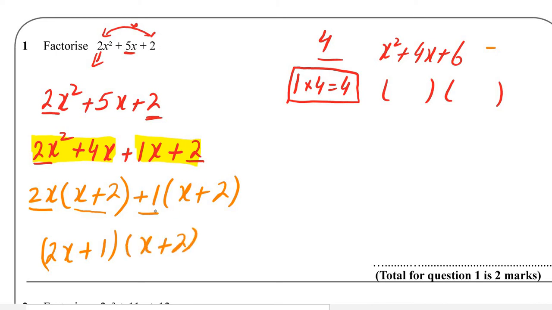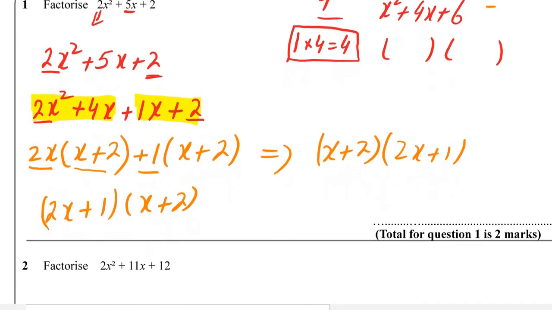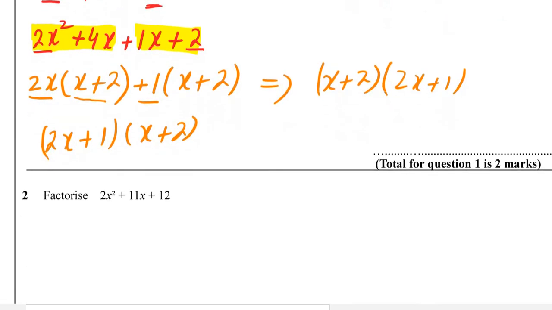There's another way to do this question as well. Take x plus 2 common outside, and what is left inside is 2x plus 1. You get the same thing. So this is our answer, and you get 2 marks. Hope you understand. Let's try some more questions.